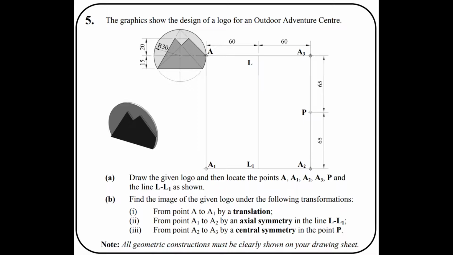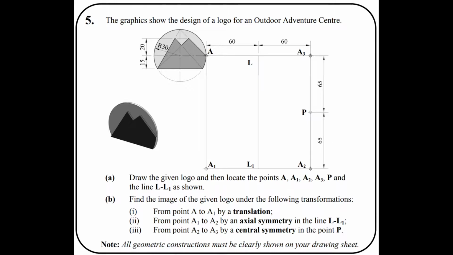Part B of this question is to find the image of the given logo under the following transformations. From A to A1 is by translation, from A1 to A2 by axial symmetry in the line L, L1, and from A2 to A3 by central symmetry in the point P. All geometric constructions must be clearly shown on your drawing sheet. So for this, we're going to first start by setting up each of the points, A, A1, A2, and A3.